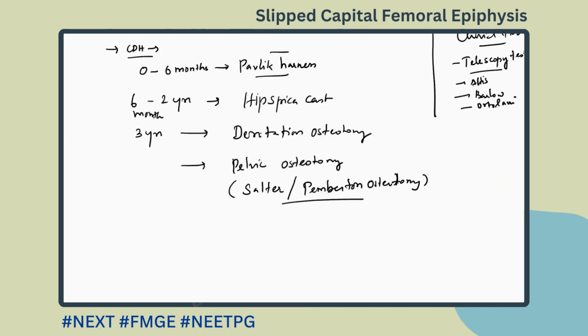The next pediatric condition which is commonly seen around the hip is SCFE. SCFE stands for slipped capital femoral epiphysis.